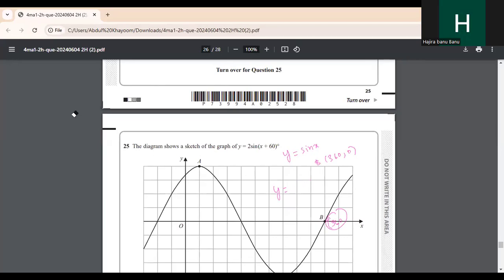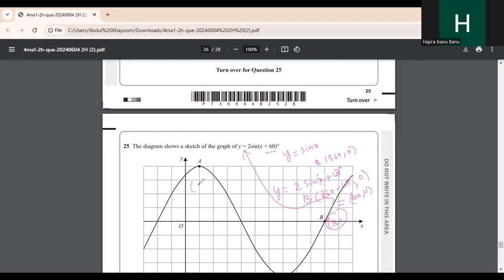Now for our graph, y equals 2 sine (x plus 60), what will be the B value? The B value will be 360 minus 60, because it is plus 60, we will go reverse. So 360 minus 60, comma 0. 360 minus 60 is 300. So (300, 0) is your value for point B for the graph y equals 2 sine (x plus 60).